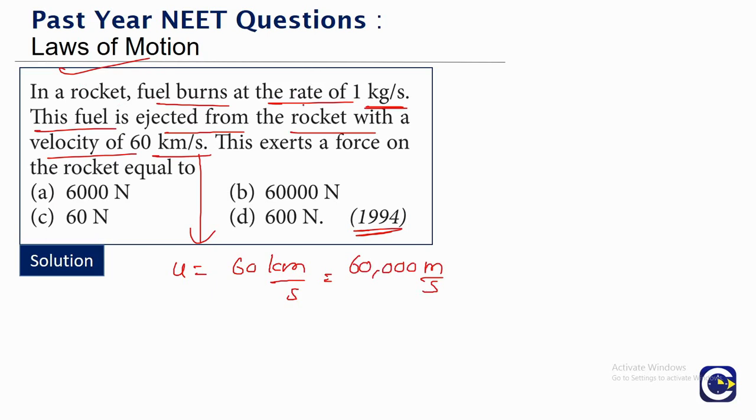In the rocket, fuel burns at the rate of 1 kg per second, which means this is our minus dm by dt. So where M is what?